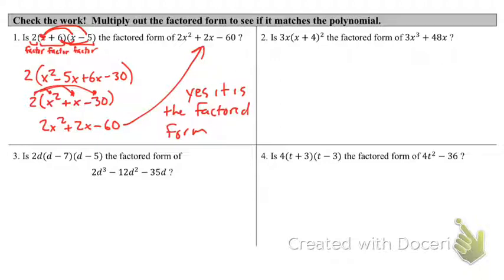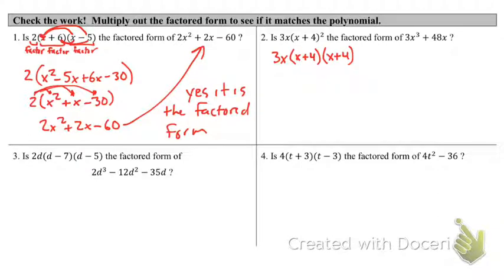Okay, let's jump over to number 2, same idea. We're checking, is this the factored form of this? So we're going to multiply this out. This power of 2 means I have to multiply this twice. Not multiply by 2, but multiply itself twice. So it looks like this. You have 3x on the outside, x plus 4 once, and then because of the power of 2, we multiply x plus 4 twice.